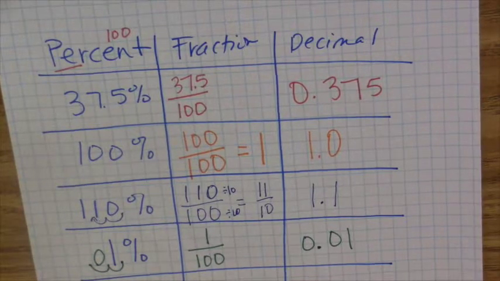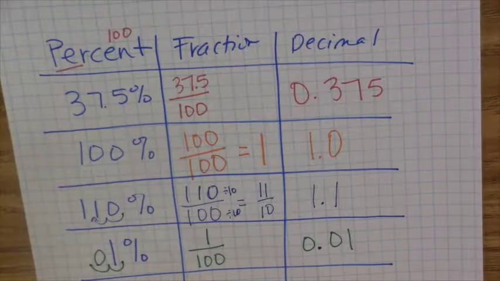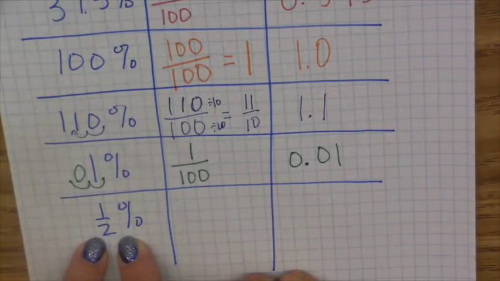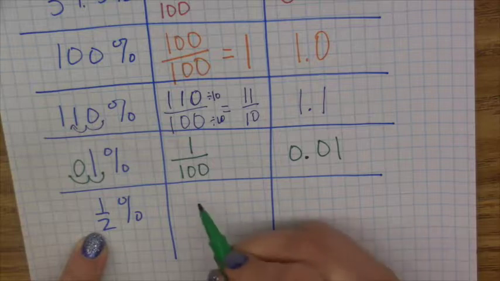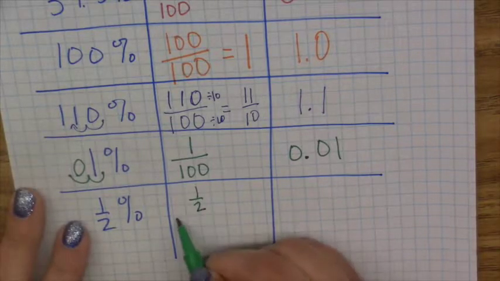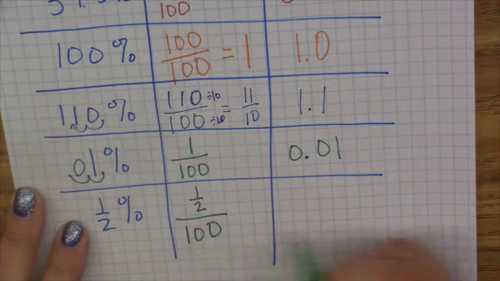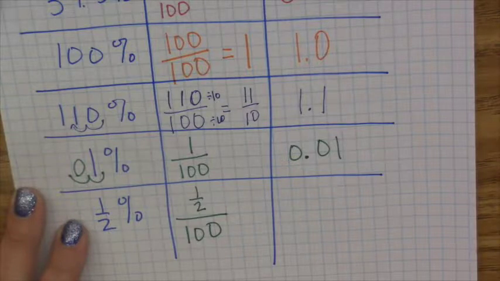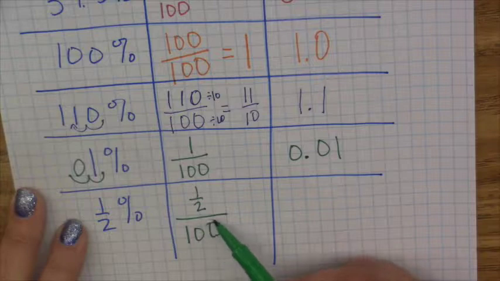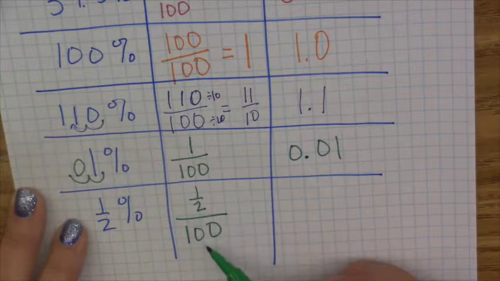And our last one, again, these are the ones that trip up students because we want to think this is 50%, but it's not. It's only 0.5%. So we're going to take 1/2 and put it over 100. So from here, if you wanted to, you could do 1/2 divided by 100 over 1, so keep, change, flip.